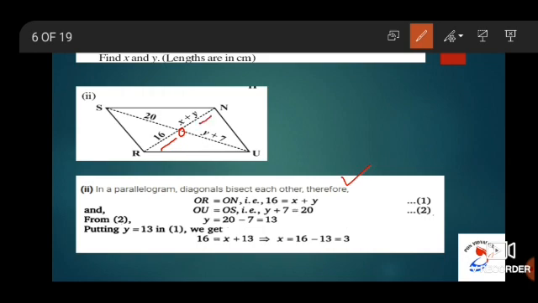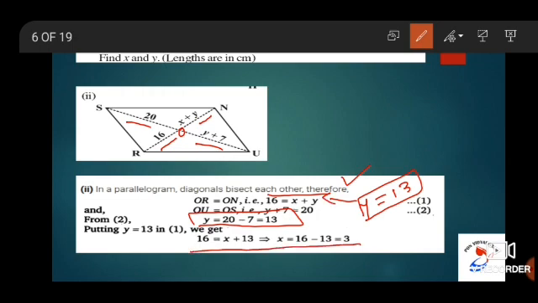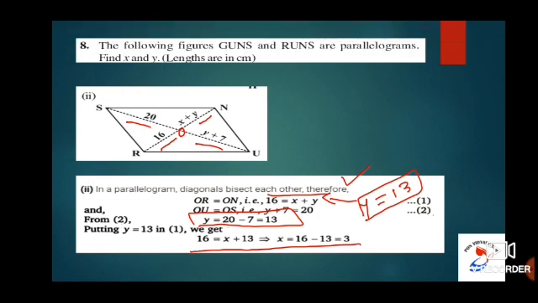That is 16 is equal to x plus y. Similarly, the other side, that is OU is equal to OS. That is 20 is equal to y plus 7. So now the value for y is equal to 20 minus 7, that is equal to 13. Now you have got the value for y as 13. So substitute this value in this equation. Hence you can get the value for x. So x is equal to 16 minus 13, that is 3. To conclude, the solution for this problem is x is equal to 3 and y is equal to 13.